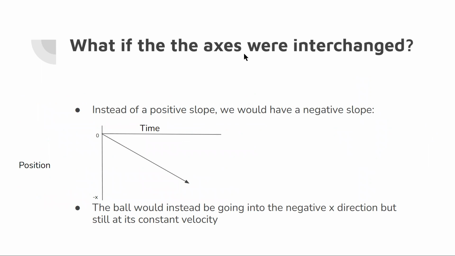So let's ask ourselves, what if the axes were interchanged? Essentially, let's say the positive x-axis was now the negative x-axis. Well, instead of a positive slope, we would have a negative slope. And we could see what it would probably look like here. As time goes on, the position goes from 0 to some negative x over time, and it stays relatively linear because it would be a relatively constant motion. So the ball would instead be going in the negative x direction, but still be at its constant velocity.